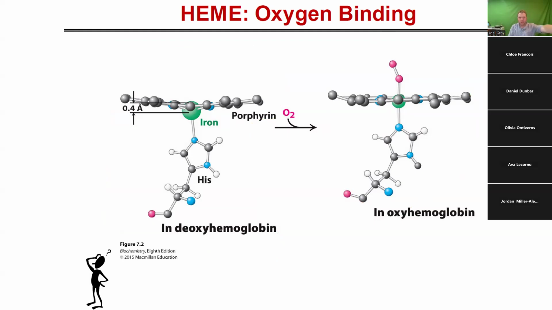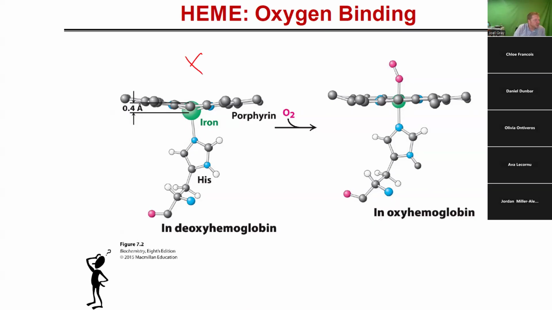I want you to recognize a couple of things. And look at my hands to see where my middle fingers are meeting. Imagine where my middle fingers are meeting is basically where that green iron ball is. When O2 binds, what happens is my middle fingers kind of shift up. So that iron ion, you could think about that iron ion basically being pulled.